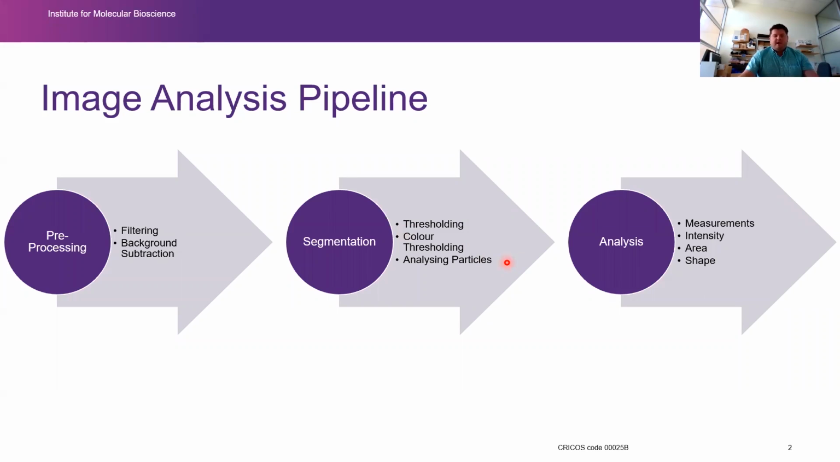Now, you can manually draw regions, but if you have lots of images, it can be a bit tedious. It's also a way to eliminate bias by having the software capture these objects rather than you going, oh, I think that's one I want to pick. Then once you've got your objects, you want to analyze them. That's where you perform measurements on things like the intensity, the area, the shape of the object, how many objects there are, things like that. And that's the workflow that pretty much all image analysis follows.